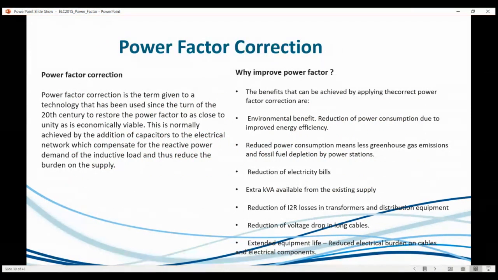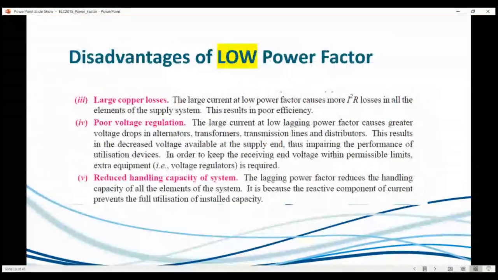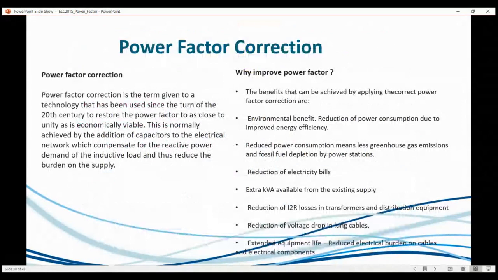So obviously they give you a few benefits, and these benefits are the inverse of these things. You require a smaller voltage drop. I squared R losses are low. We get more kVA and more reduction in bills. There's also environmental benefit because we don't require as much.